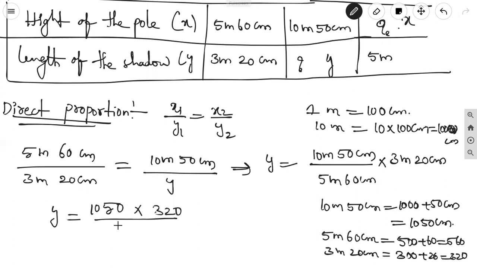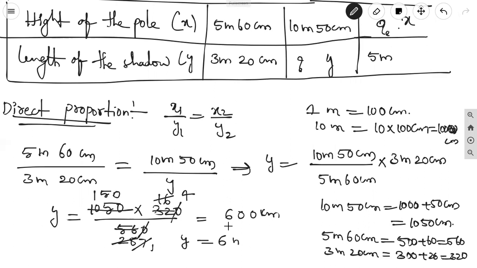320 by 560. 0, 0 cancel. 2 16s are, 2 2s are, 2 8s are, 4 4s are, 4 7s are, 7 1s are 7, 7 5s are 35. It is equal to 400, 4 5s are 20, 4 1s are 4 plus 2, that is 6. 600 centimeter, that is y equal to 6 meter. The answer for this is 6 meter. That is the first question relation.